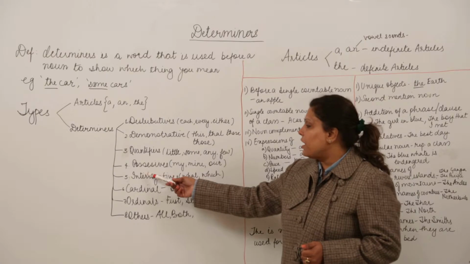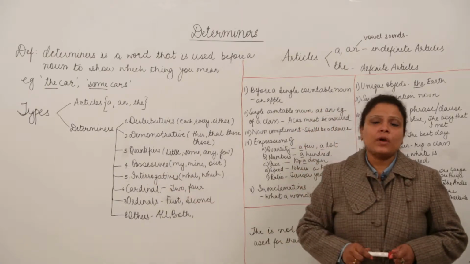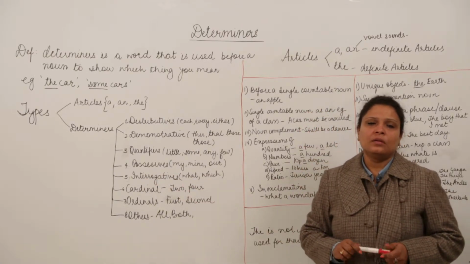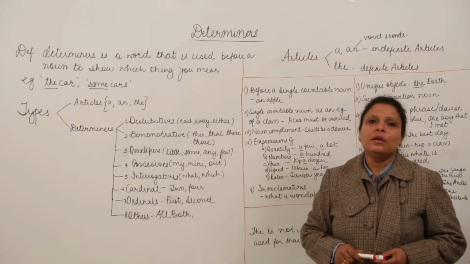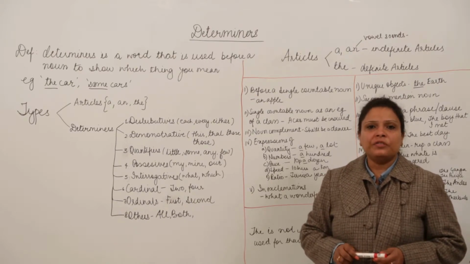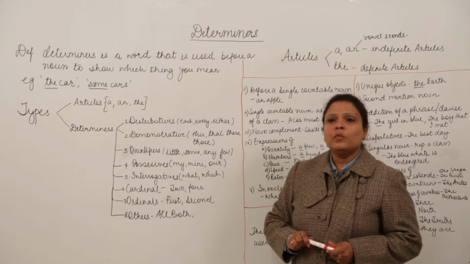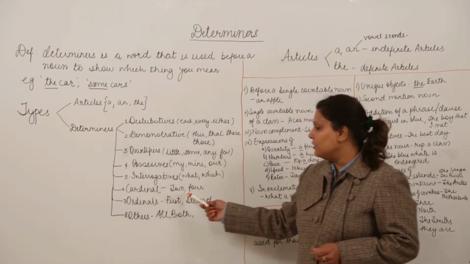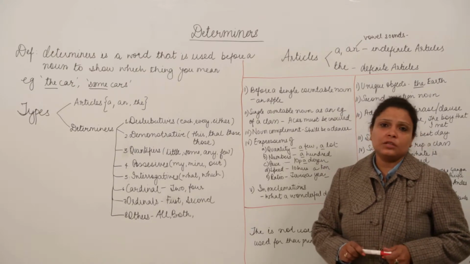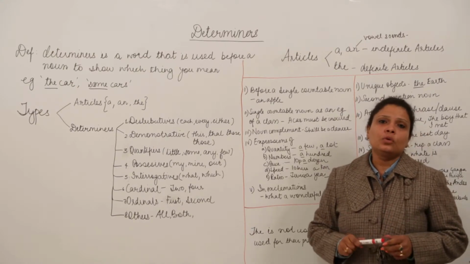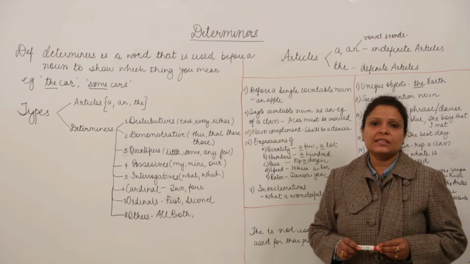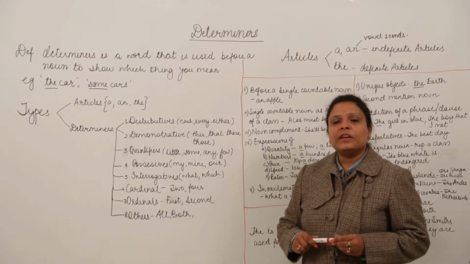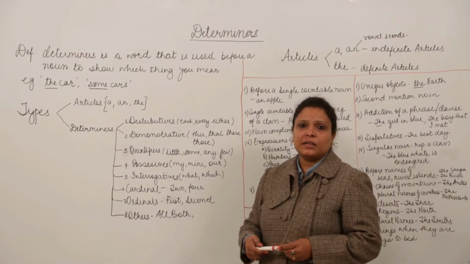And then there are interrogatives, which help you to ask questions. What things are you referring to? Like which hour, which train, which plane, which bed, which house. And then there are cardinals, like 2, 4, which specify the quantity: 2 days, 3 days, 5 weeks. It will take 5 weeks for us to complete the subject.